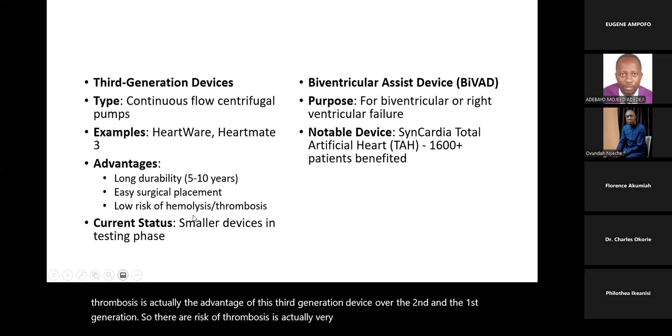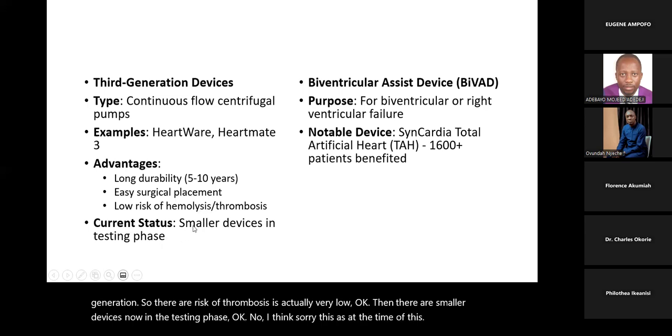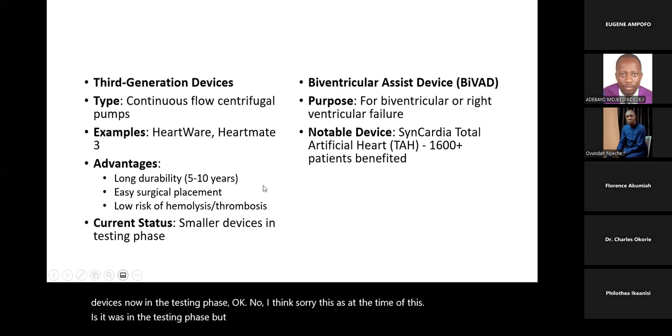Then there are smaller devices that were in the testing phase. Sorry, as at the time of this lecture they were in the testing phase, but now I think they are being used more than the second and first generation.